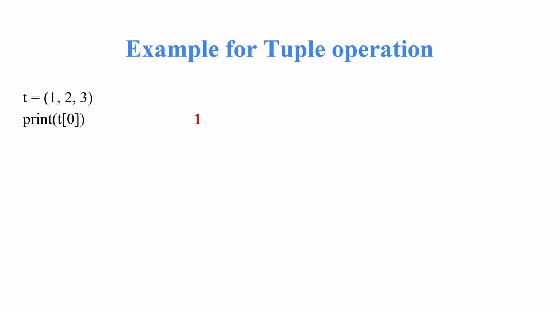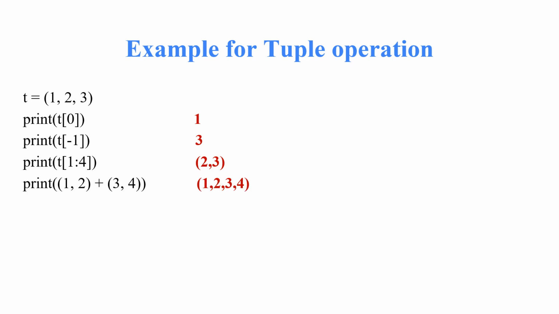Now when I try to print t of 0, it prints 1, that is the 0th index. When I print t of minus 1, it prints the last element. When I say 1 to 4, it prints 2, 3. Then this is concatenation. It concatenates two tuples and prints 1, 2, 3, 4. Repetition repeats 3 times, and length gives the number of elements inside the tuple, that is 3.